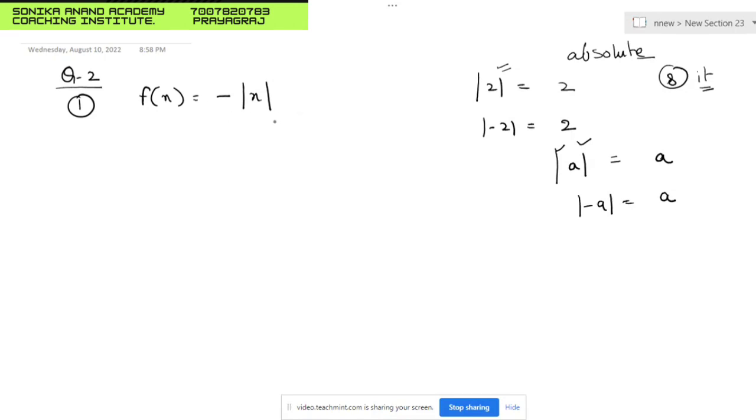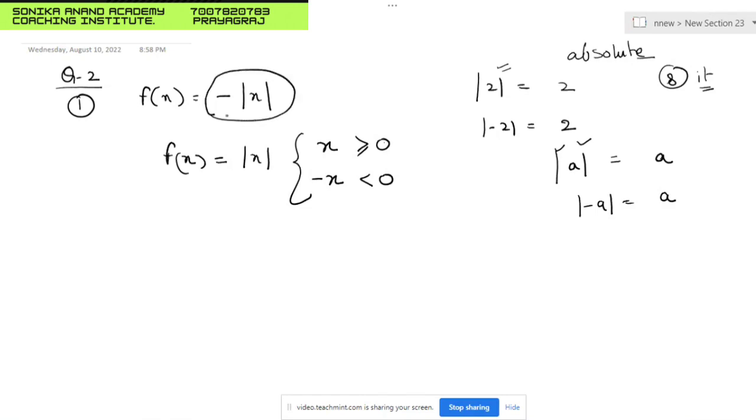So from here, we can write this function as f(x) is equal to mod of x. That means its value is x when it is greater than 0 and its value is minus x if it is less than 0. Clear? But here in our question we have negative of x, so we just reverse these conditions. These conditions become minus x when it is greater than or equal to 0 and plus x when it is less than 0. See with the help of an example and try to understand.